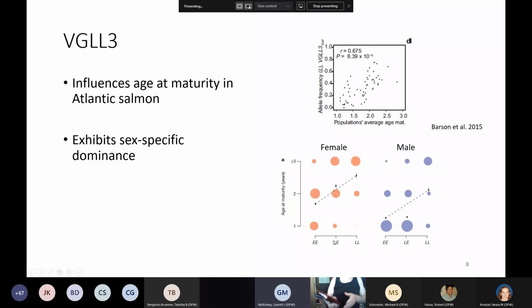For females, most of the LE individuals are mature at either 2 or 3 years of age. Whereas for males, most of those heterozygotes actually mature at age 1, a significant number still at age 2, but rarely at age 3. So this same genotype is having different phenotypic effects in females versus males. And this helps resolve some of that conflict of having different optimal age at maturity between males and females.